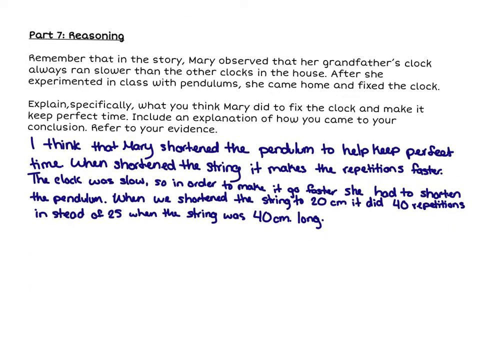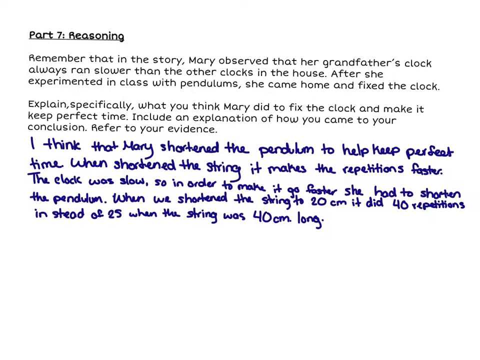Now, for the reasoning piece, this is where they bring everything together. Now, she does give the correct reasoning that Mary would have shortened the pendulum to help keep perfect time. And she explained that, when she looked at the data, when we shortened the string to 20 centimeters, it did 40 repetitions instead of 25 when the string was 40 centimeters long. So she is identifying that if you shorten the string, then you have more repetitions.